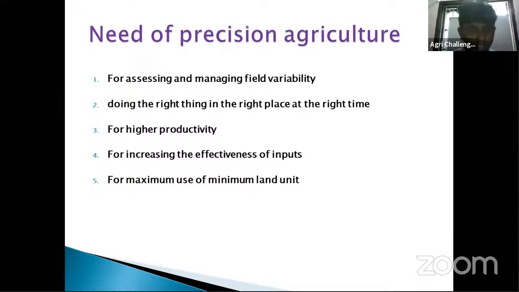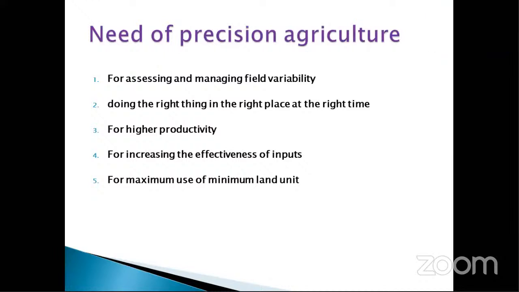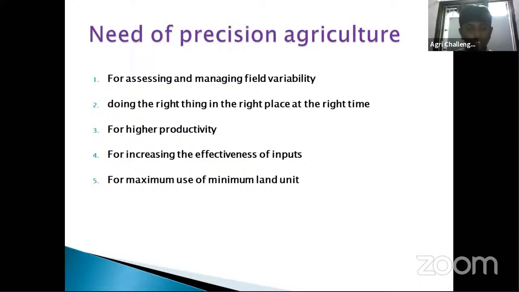Write it down. For increasing the effectiveness of the input, the average nitrogen efficiency in India now is less than 50%, around 30 to 40%. In submerged soil, it is even less. For increasing effectiveness of input and for intensive use of minimum land unit, maximum production from minimum land unit, we need precision farming.